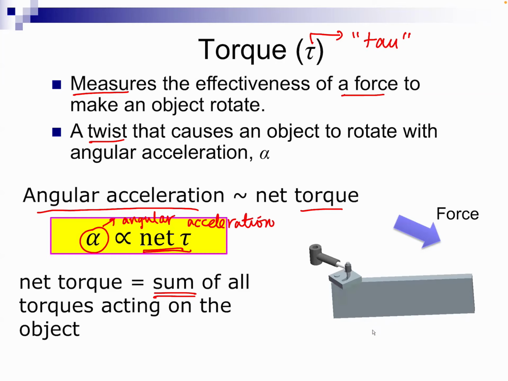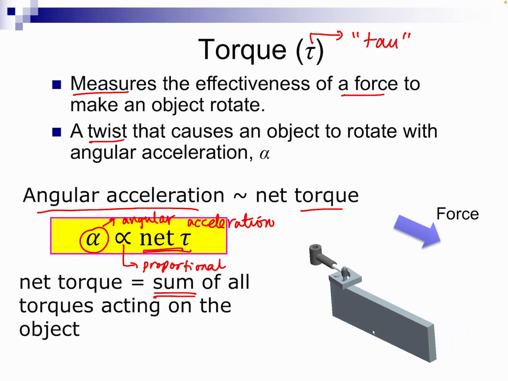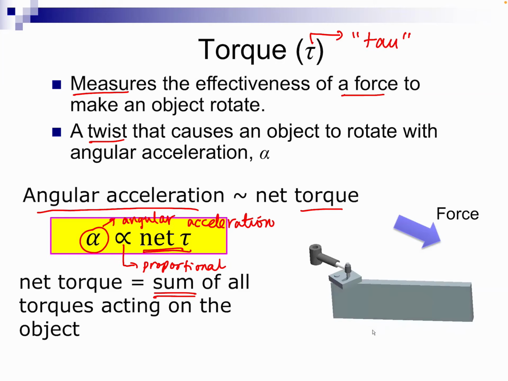Sorry, just double checking what the little symbol next to the acceleration means. This one means proportional. So the amount of torque is proportional to alpha. Bigger torque will give you bigger angular acceleration, just like a bigger force will give you a bigger linear acceleration. Okay, so conceptually, this is what torque is about.